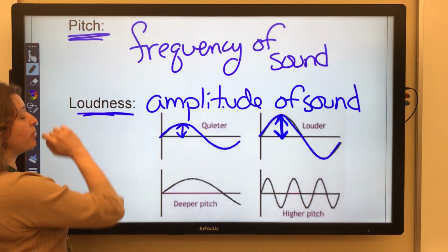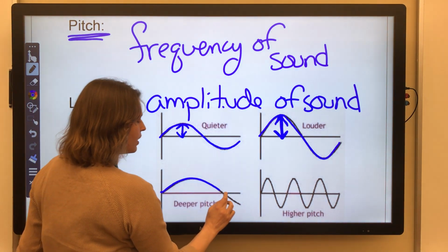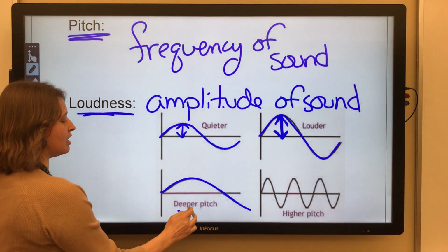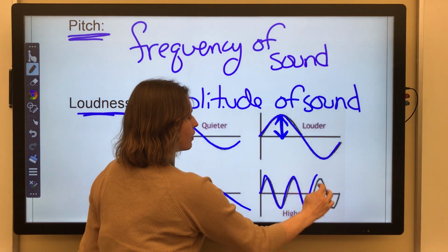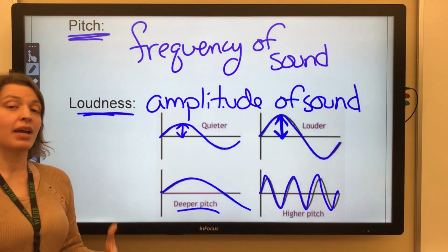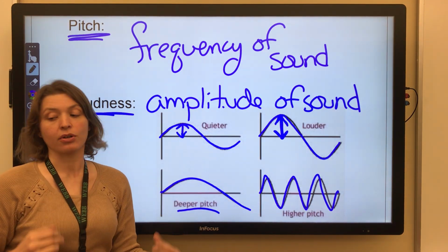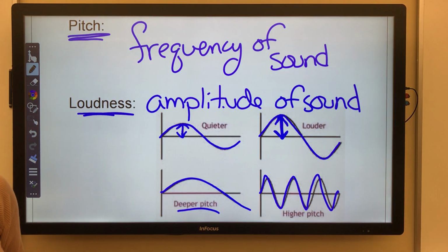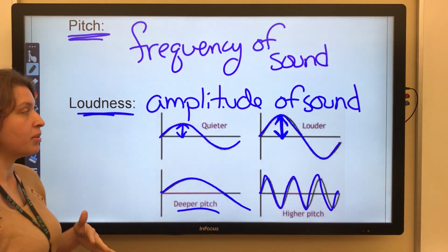Now, when we're talking about pitch, that has to do with frequency. So this long wavelength wave here is a deeper pitch, or a low pitch, whereas this high frequency wave here is a higher pitch. So this would be a higher pitch sound, and this is a lower, deeper sound. And notice it has nothing to do with the loudness at all. Those are completely separate.